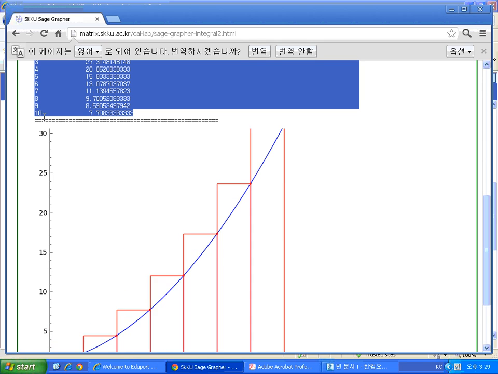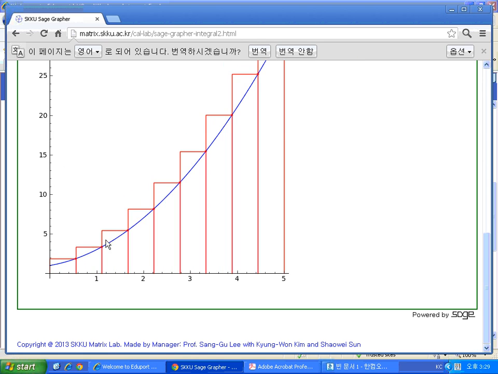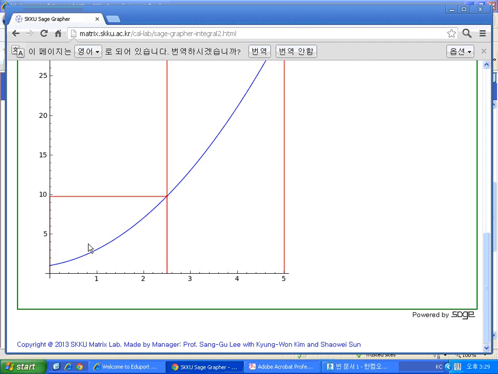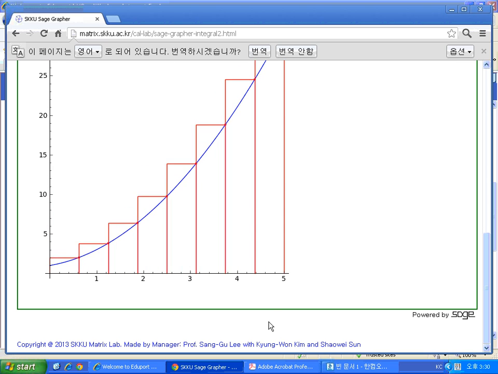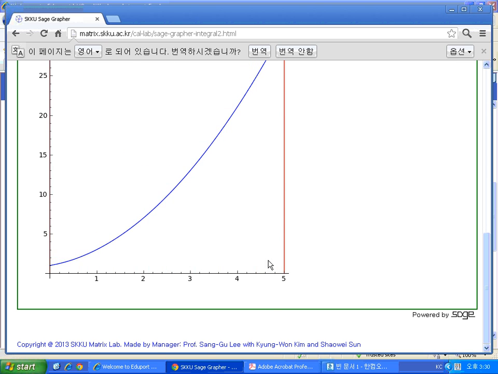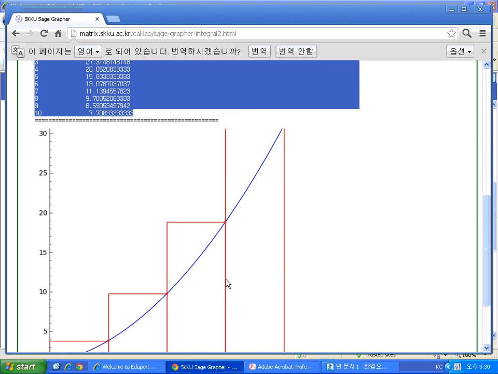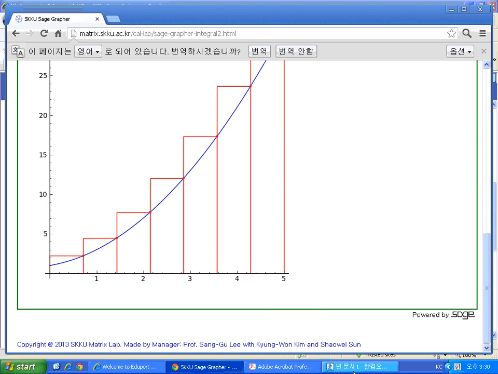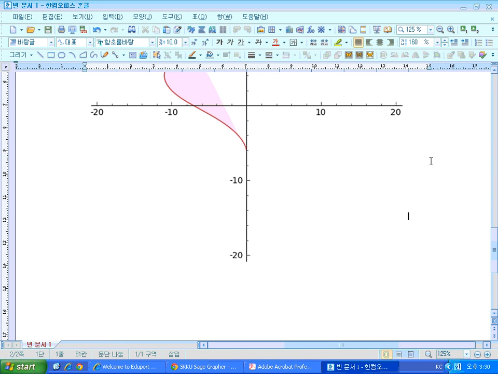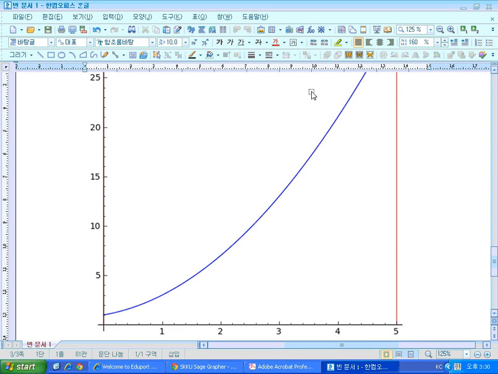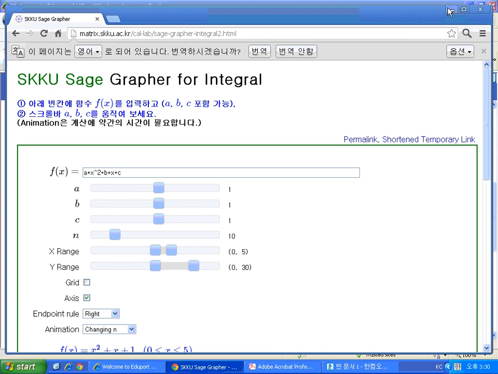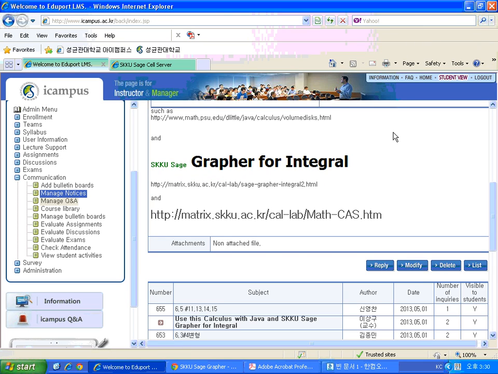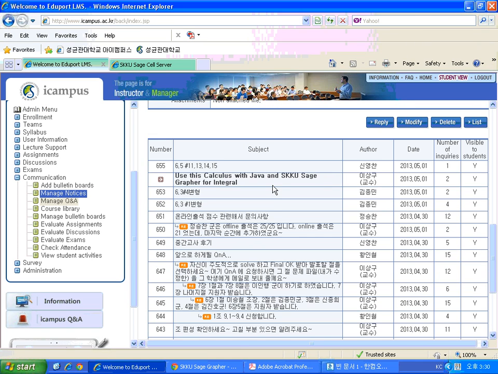So probably after about 20 steps, you will have almost the same area as the area underneath the given function. And those things can also be saved here and then used to explain more. These are the things that we have developed for the first time, so you are the first beneficiary of those.